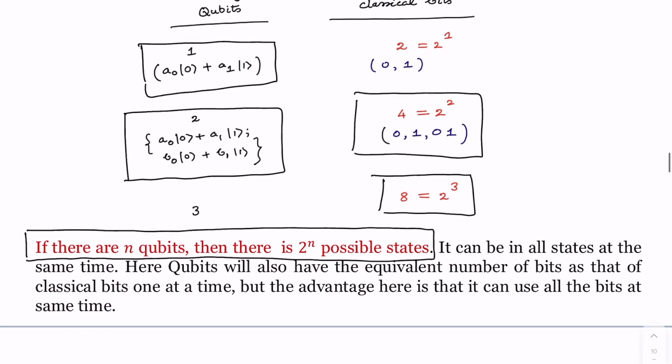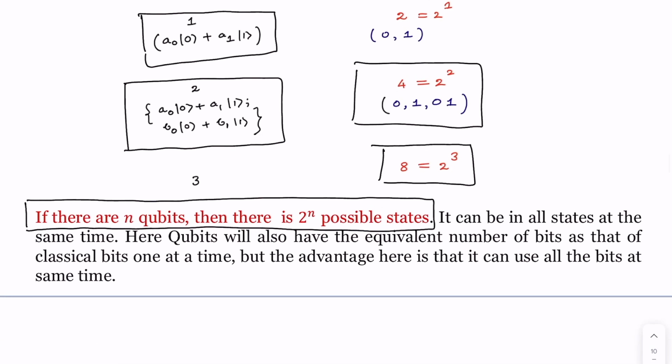That means it can be in all the states at the same time, and here qubits will also have an equivalent number of bits as that of classical bits, one at a time. But the advantage here is that it can use all the bits at the same time, and this is why quantum computation is so powerful over that of classical computation.